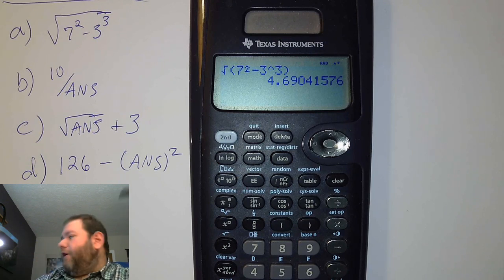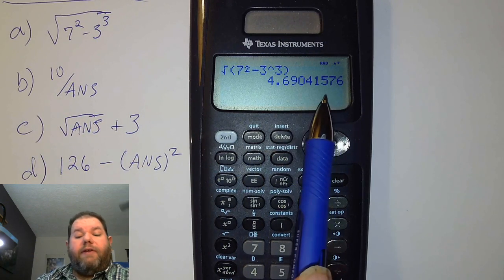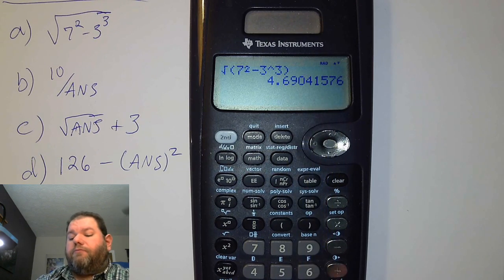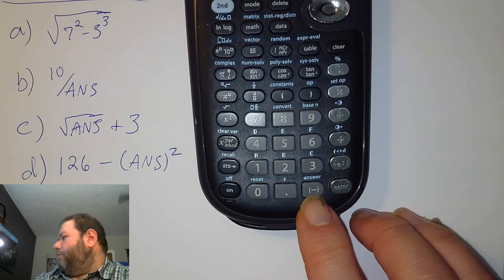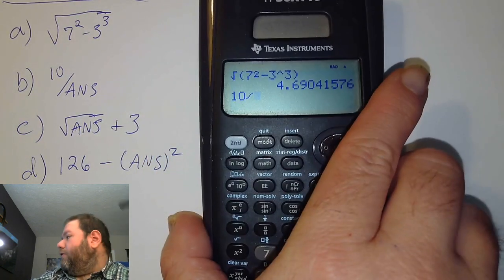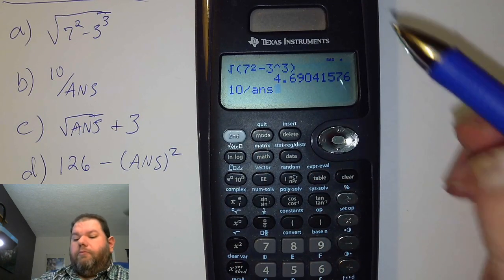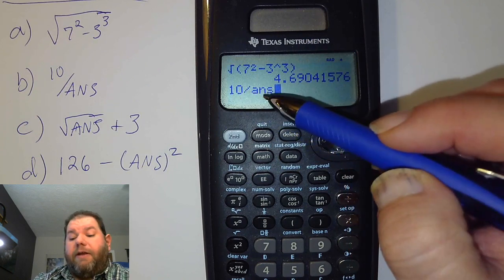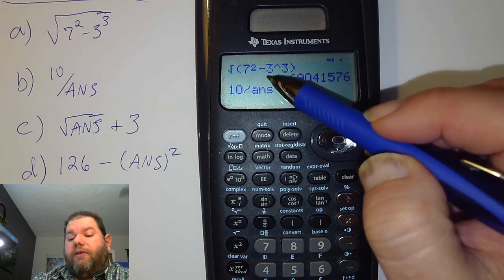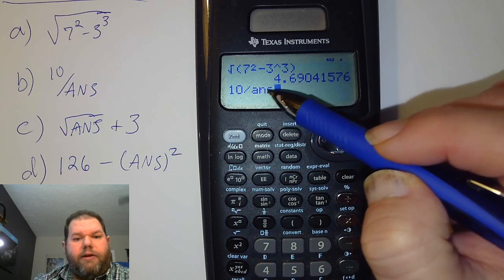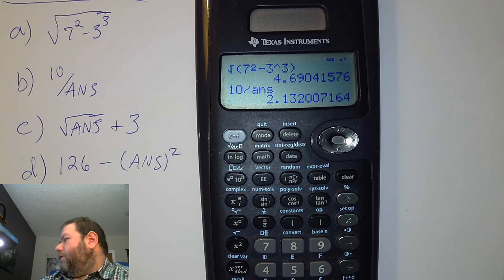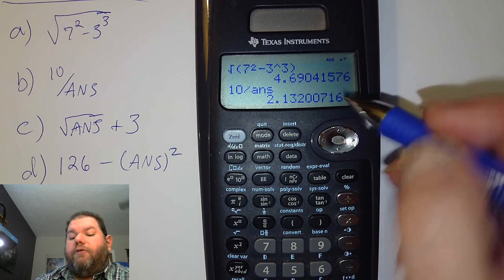So, next step, I want to do 10 divided by this answer that we just got. So I'll enter 10, and then divide, and I want to press answer down here. So I'll press second and then the answer button. So it does 10 divided by ANS. Now, it's going to take the number that we got before and put it here where ANS is. Then we press equals, and that gives us our next result. So this is our answer to this part B.